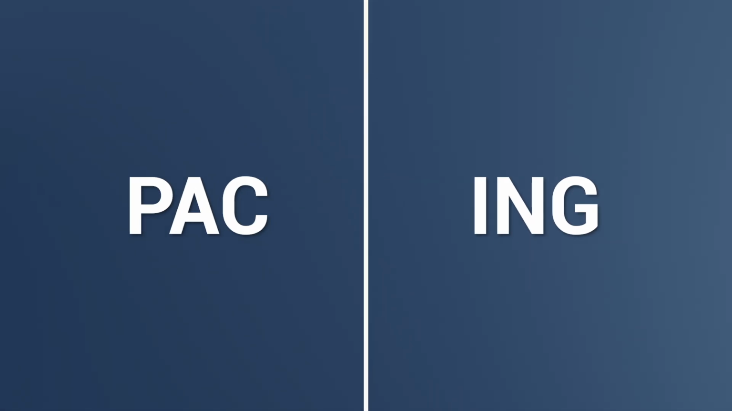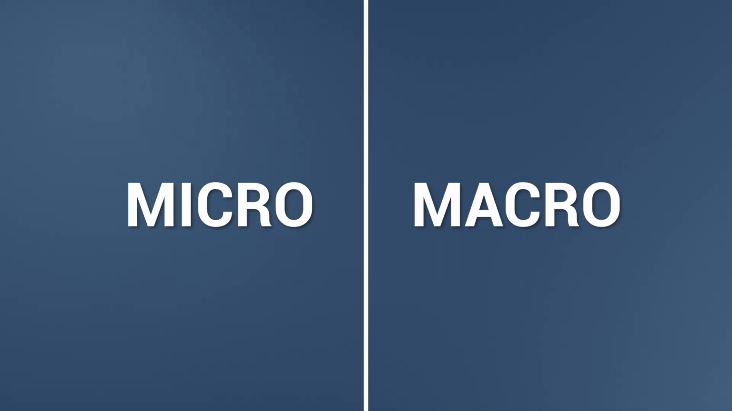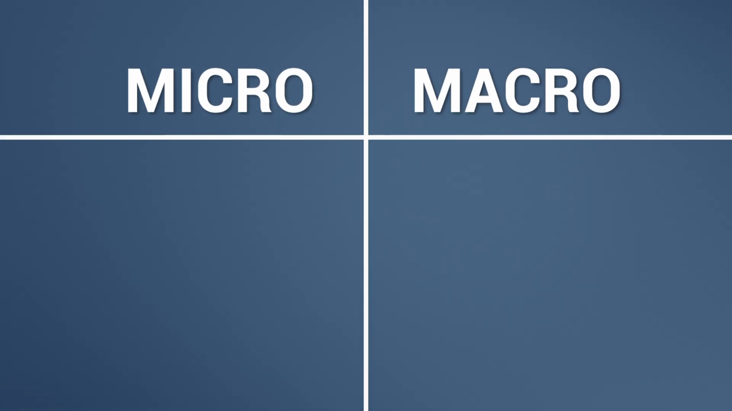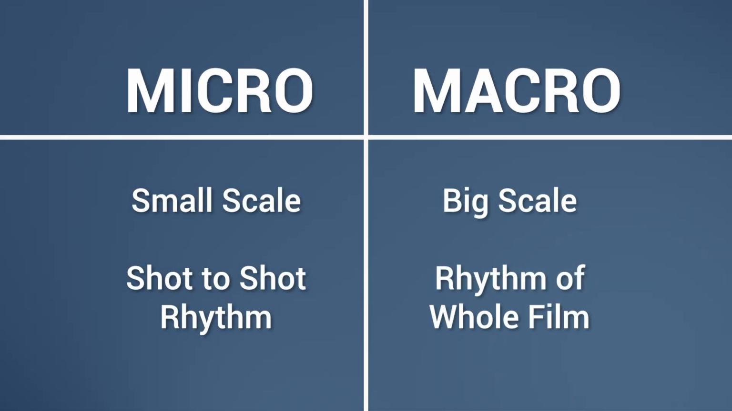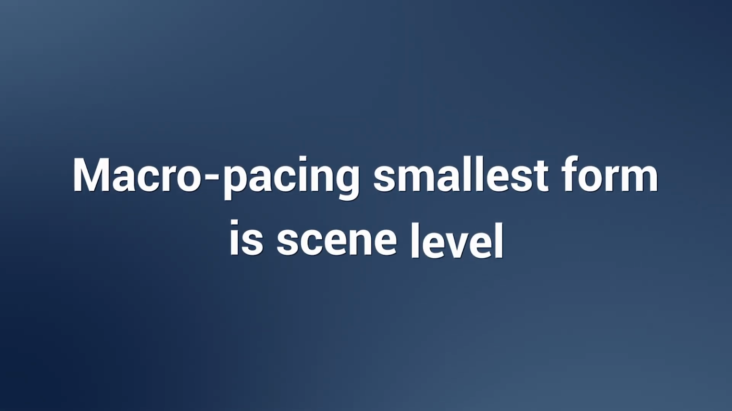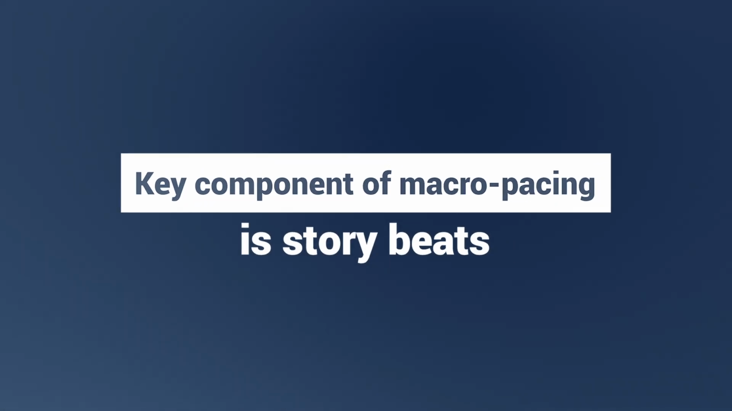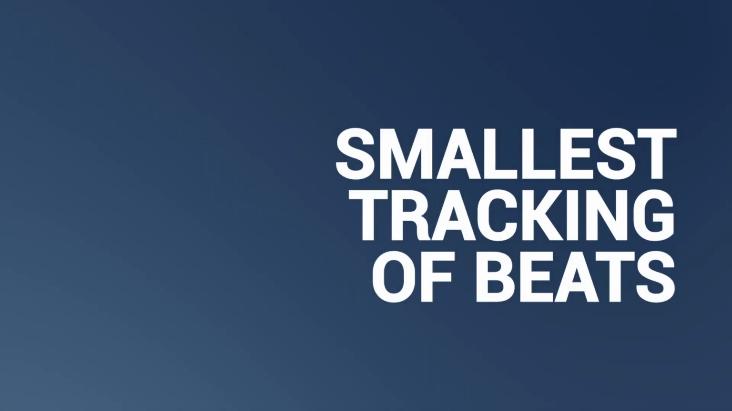In my last video, we briefly went over the difference between micro and macro pacing. Often macro pacing is associated with the bigger picture of how the whole film flows, but the smallest form that it can take is the scene level. This is because a key component of macro pacing is story beats, and the smallest form in tracking changing beats is at the scene level.